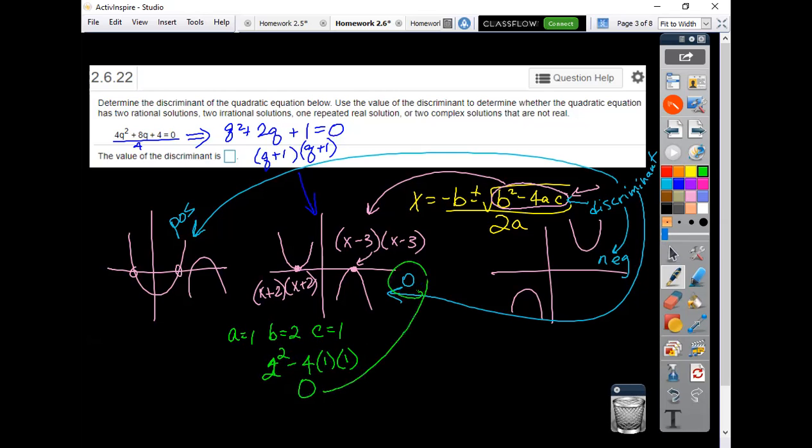Look, that's what we said for this. Factoring, that's what we said for this. So the question said, what's the value of the discriminant? And we would answer that it is a 0 in this case. So problem 2.6.22, using the discriminant to decide how many solutions you're going to have, what the graph sort of looks like, and connecting all those pieces together.